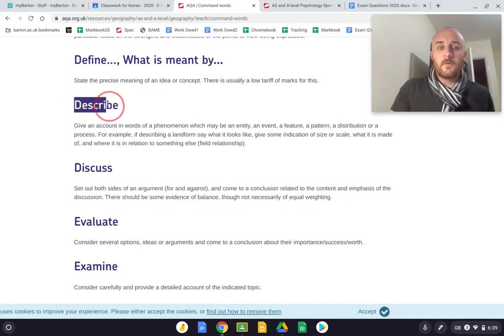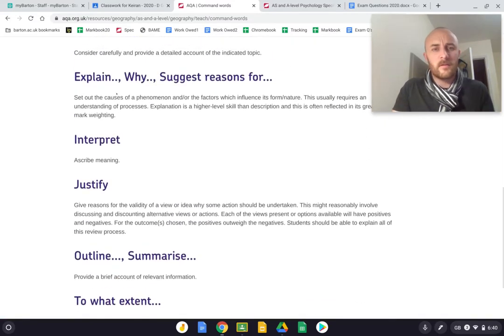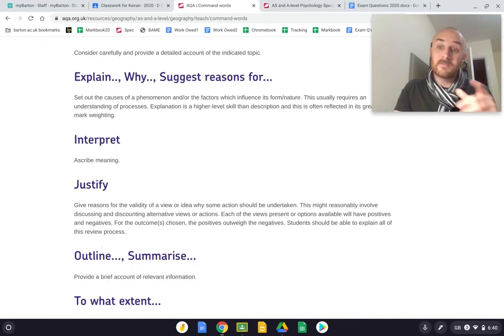So if we're looking at some of these words, describe: no matter what the question says, if it's describe anything, you have to give AO1. AO1's quite easy, but you're looking at things like identify. It's not actually on here, and I don't know why, but identify will be one. State, name, outline, all of these things. Summarize, provide a brief account of relevant information. Descriptions tend to be more detailed than outlines, for example. So the point I'm saying here is you need to familiarize yourself with these terms.